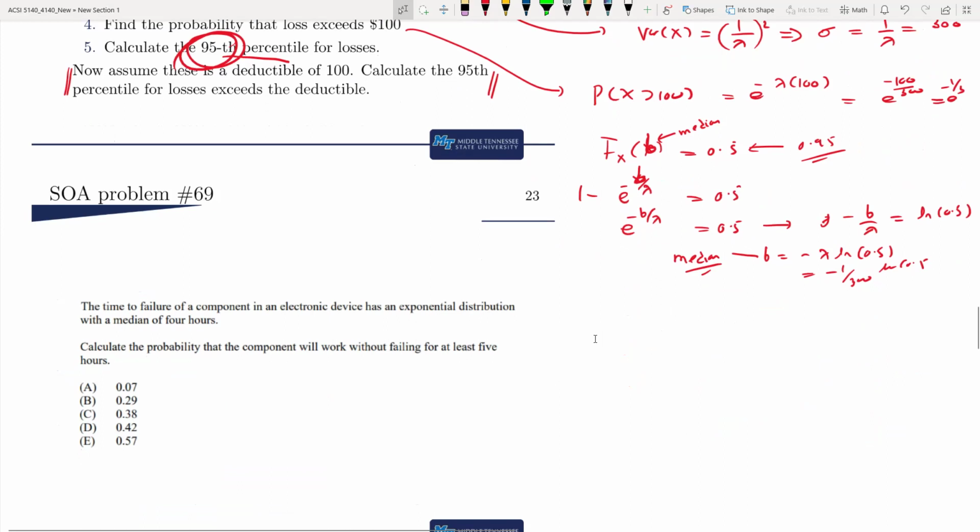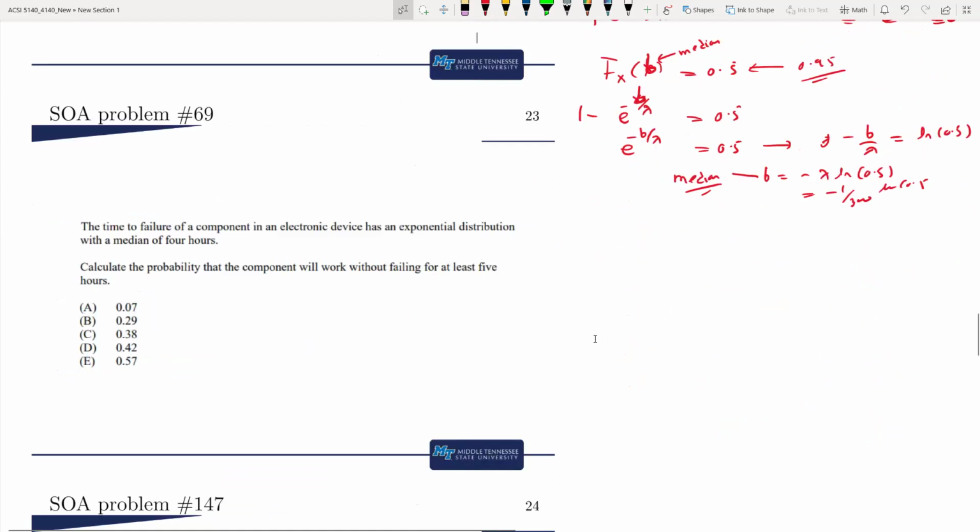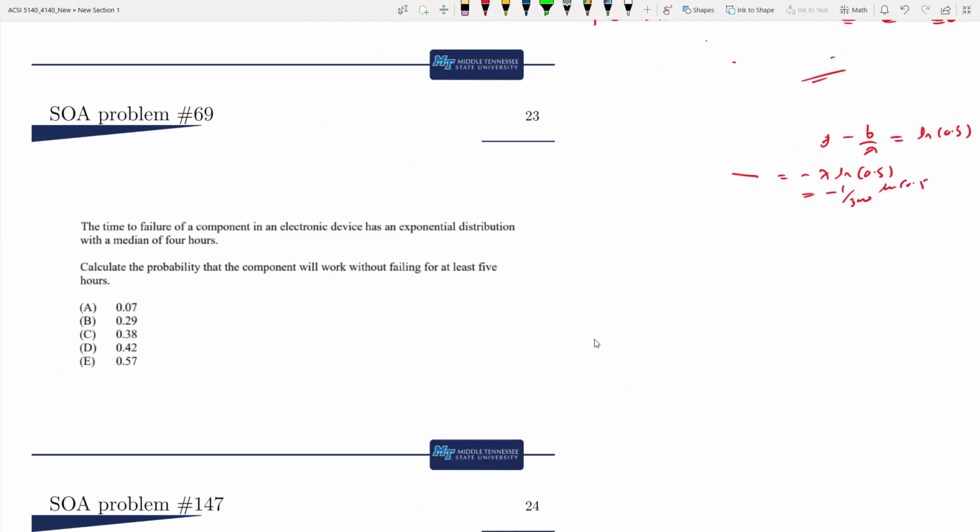So now we are ready to do a few sample problems. For the first problem, take a minute and read it. This one says that the time to failure of a component in an electronic device has an exponential distribution with a median of 4 hours. Calculate the probability that the component will work without failing for at least 5 hours.